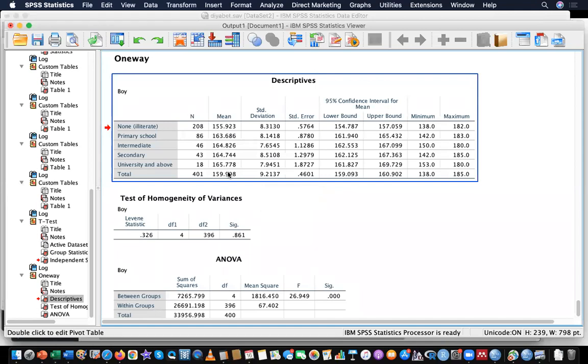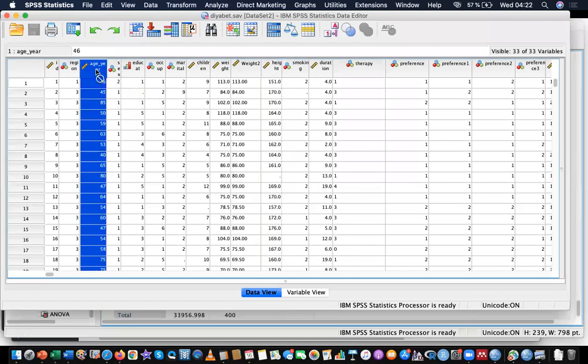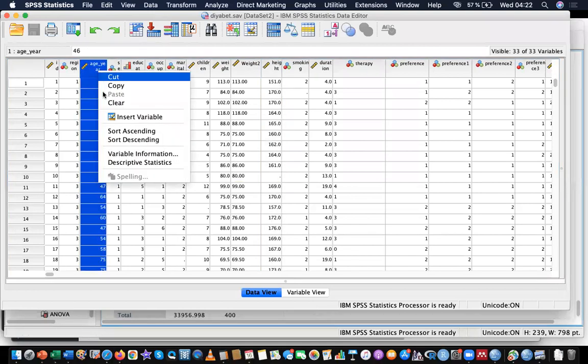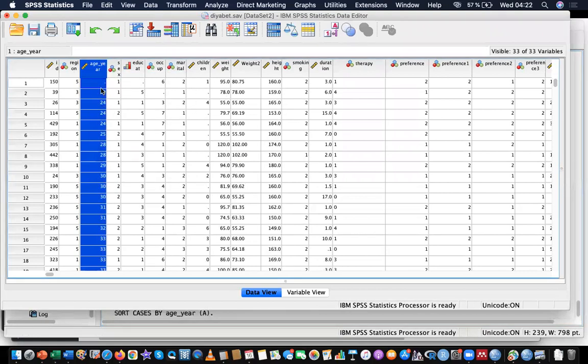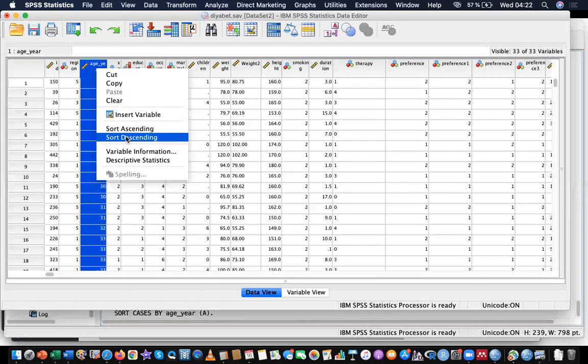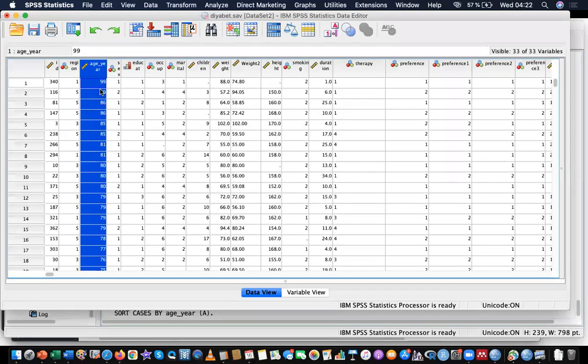Because primary school boys are shorter, and university, I mean adults, they are higher. So primary school, these are graduates, my dear. These are all adults. Let us look at the age. If I sort the age ascending, the minimum age is 22. Maximum is 99, you see.